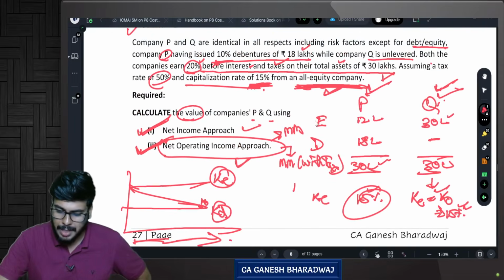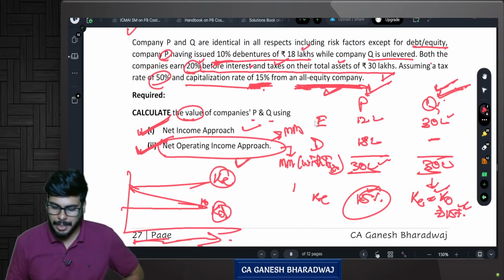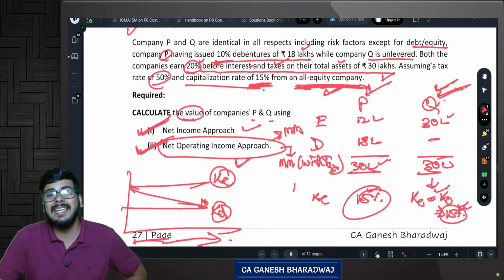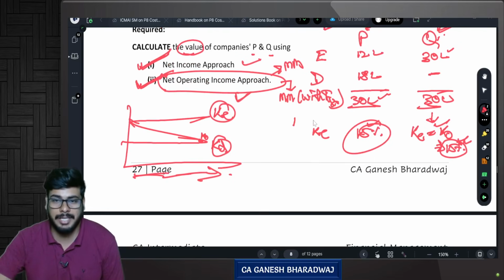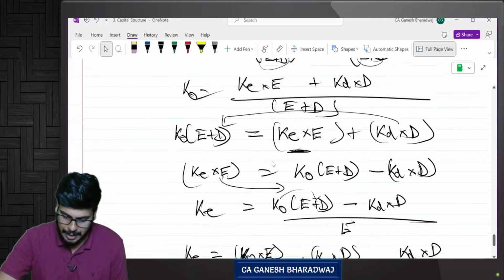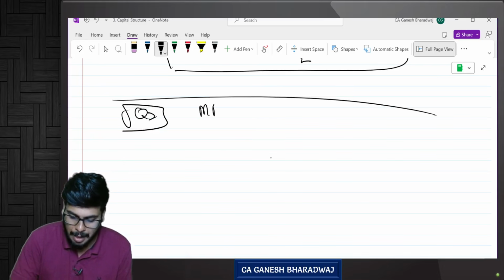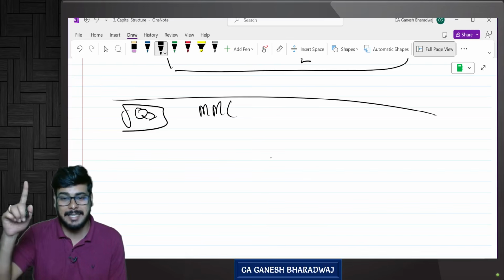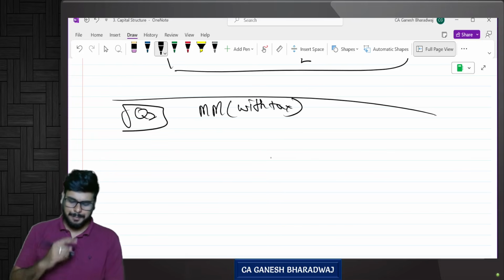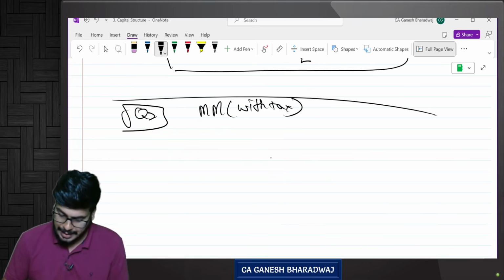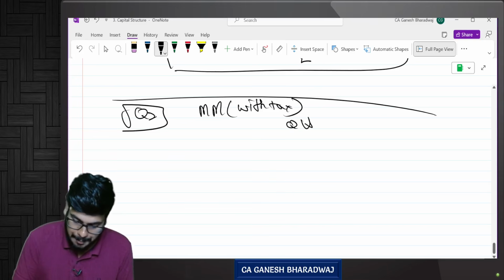Now, in this case, how do we go about this sum? For Q Limited, they have given that KE is equal to 15%. Yes or no? They have given KE is equal to 15%. So now, can we say that for this particular question, under the net operating income approach they have asked, but since tax is given, we can clearly interpret that this is with tax? Are you clear with this? So for the second company, for Q Limited only the data is given. Yes, for Q Limited, what happens?